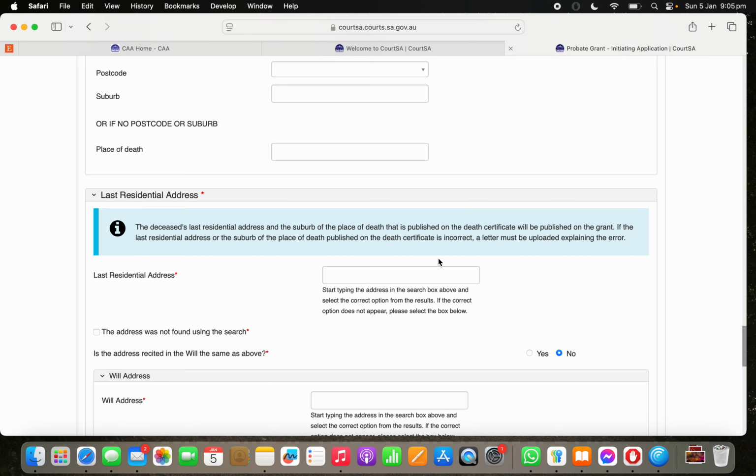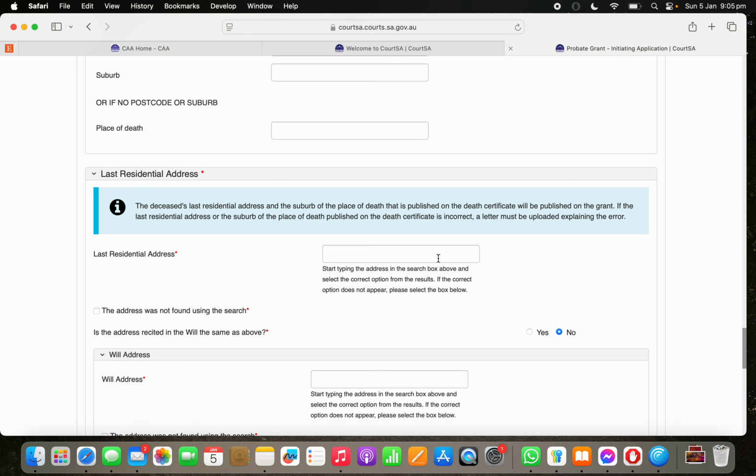Now, last, residential address. This is generally the place where the deceased had been living for 2 or more months and they were unlikely to move to a different address. Something like respite care, that's not a last residential address because they were looking at just staying there for a couple of weeks in most circumstances and then moving back home. So home is the last residential address, and that is what you should type into the box.